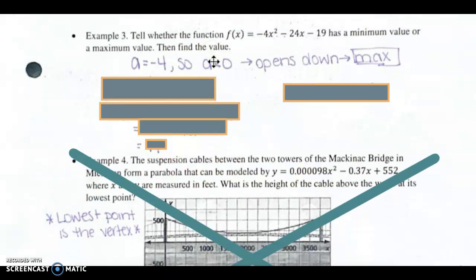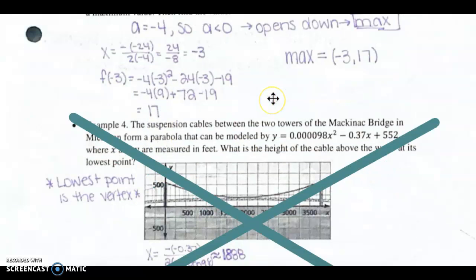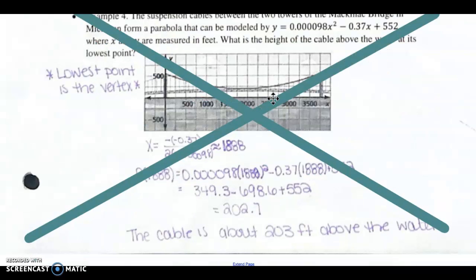Now to find that max, we just do the same thing that we have been doing. We'll find the axis of symmetry. So -b/2a, we get -3. Plug that into our function, we get our y value to be 17. So your max is the ordered pair of -3, 17. And we're not going to do example 4. No word problems while we're not face to face.